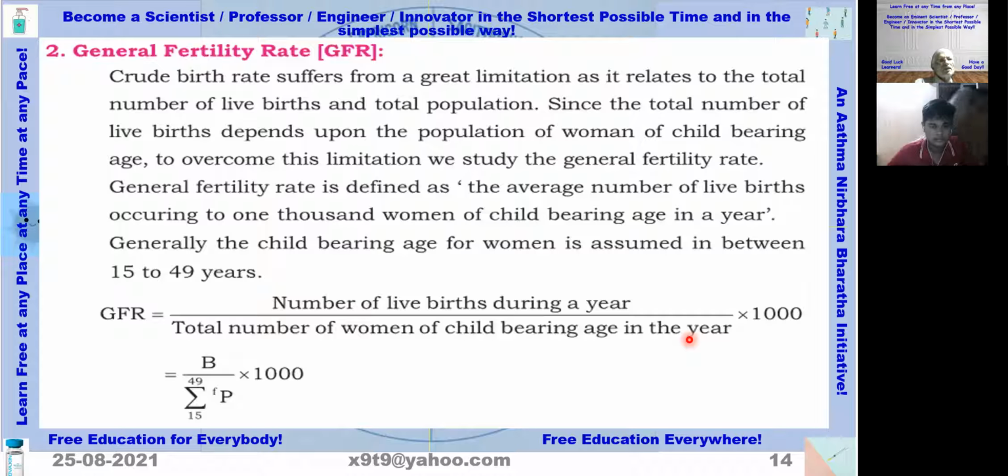So we will go for this one. General fertility rate, which is called GFR.